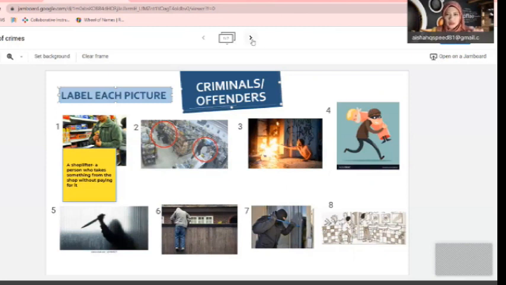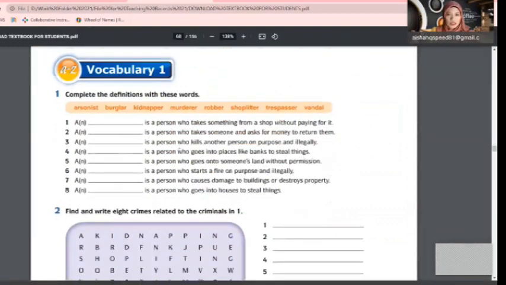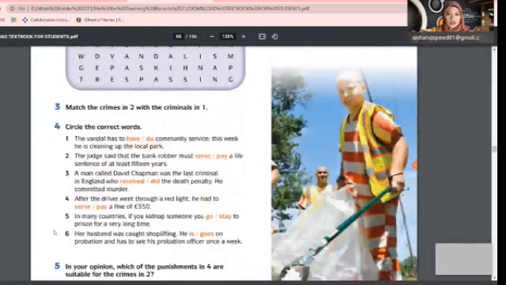Okay, let's go to the next slide. What was my preparation? In the second slide, I want to check their previous work as well, because they were assigned to do the vocabulary task here. So I want to check their answers here as well. These are the punishments that offenders, criminals, receive.